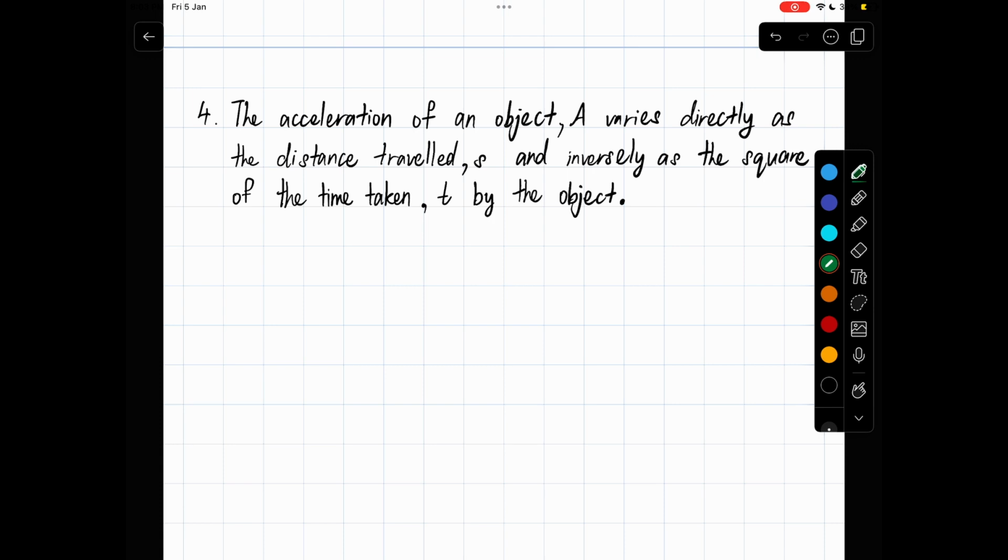The acceleration of an object, which is represented by the unknown a, varies directly as the distance traveled, which is represented with the letter s, and inversely as the square of the time taken, which is represented by the letter t, by the object. Okay, so same thing, dissect it one by one. You may notice that this question did not give us anything, but the requirement is stated in variation form and equation form.